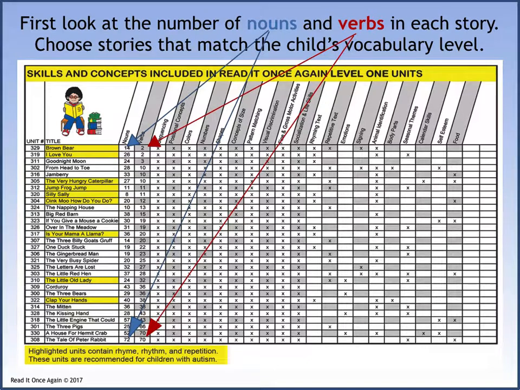Books found on the upper portion of the matrix will best suit children who need to process less vocabulary. Books found on the lower section of the matrix maintain more vocabulary and require more comprehension. The titles highlighted in yellow are stories that contain rhyme, rhythm, and repetition in the text. These stories are appropriate for all children, and especially those with autism or very young toddlers with a minimal attention span.